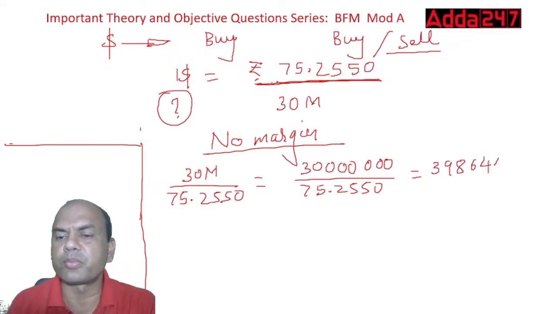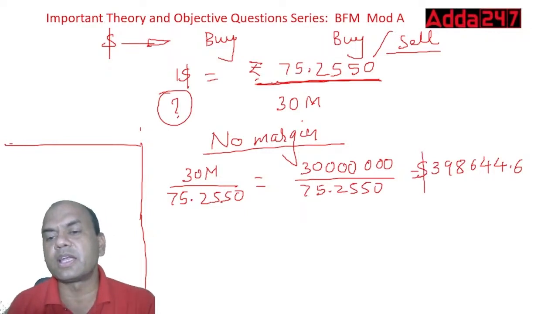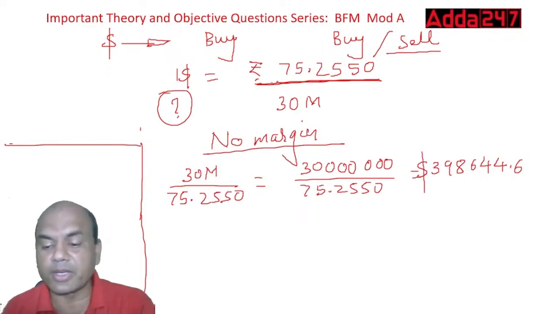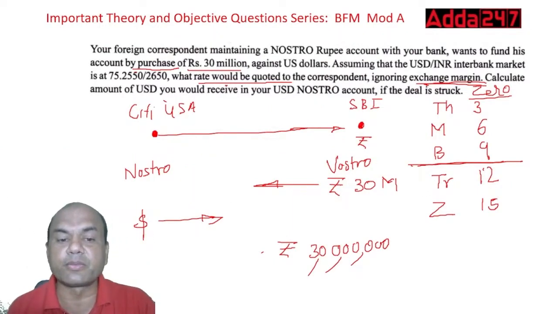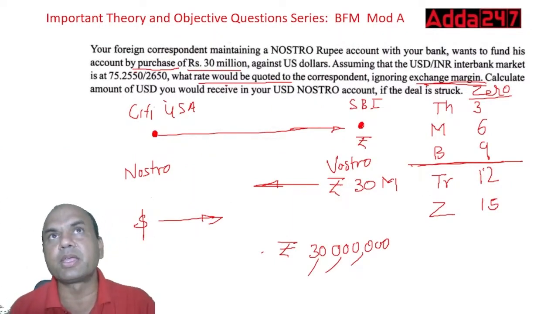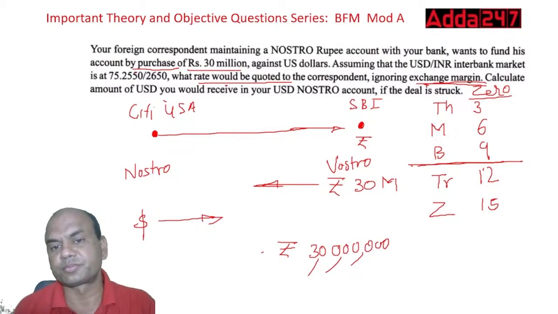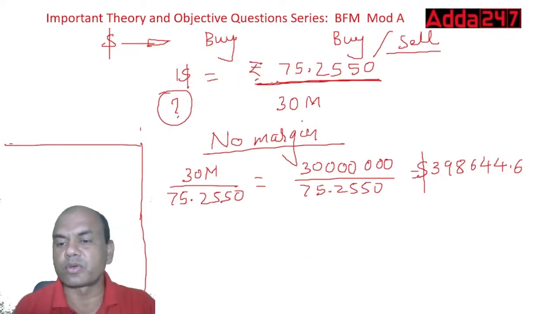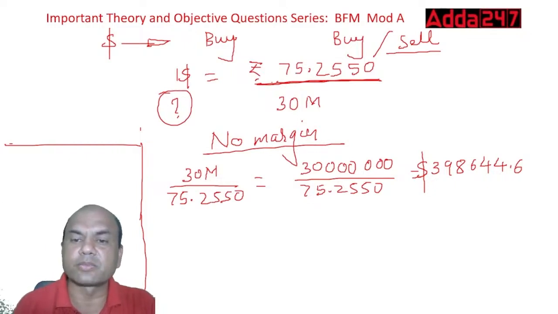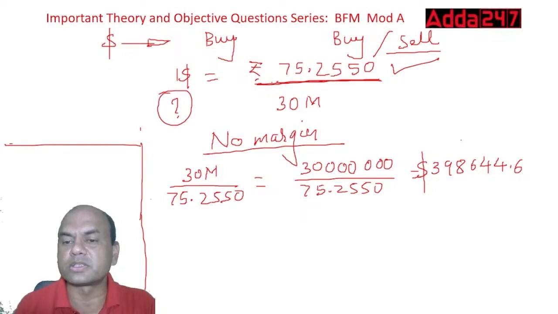398,644. Okay, 0.6. So this is what currency, dollar or rupee? This is dollar. So dollar 398,644. This much dollar will be getting. See here, the question is over here. Calculate the amount of USD you will receive because dollars will be coming in. So you will be getting these many dollars, 398,644. And the rate quoted to this customer is 75.2550. These are the two answers.